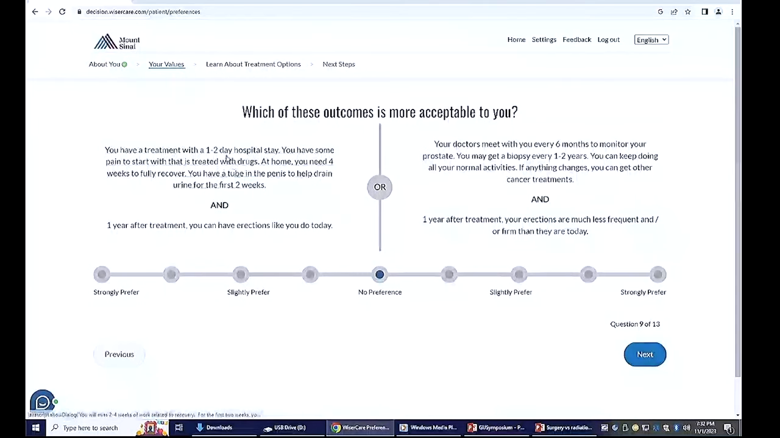You have a treatment with 1 to 2 hospital days. You have some pain. At home, you need 4 weeks to recover. You have a tube in the penis to help drain the urine for the first 2 weeks. 1 year after treatment, you can have erections like you have today. Your doctors meet with you every 6 months to monitor the prostate. You get a biopsy every 1 to 2 years. You can do your normal activity. 1 year after treatment, though, your erections are much less frequent or firm than they are today.